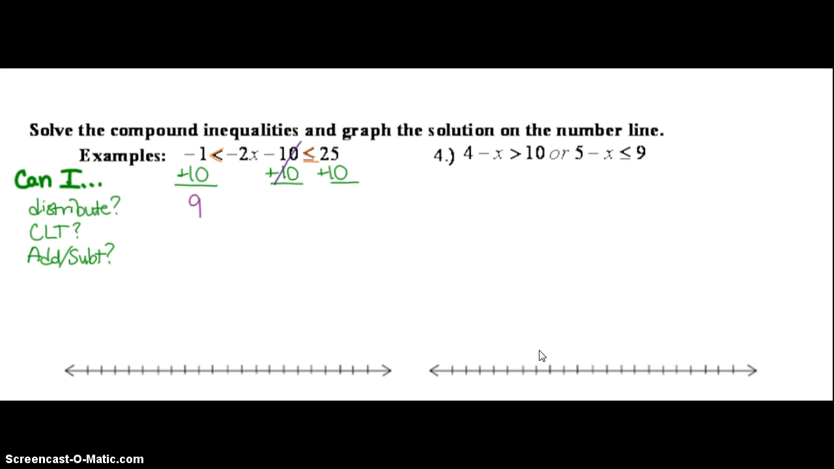Negative 1 plus 10 is 9. Think of it as 10 minus 1. Drop down my negative 2x. Drop down my inequality signs and add 25 and 10 to make 35.